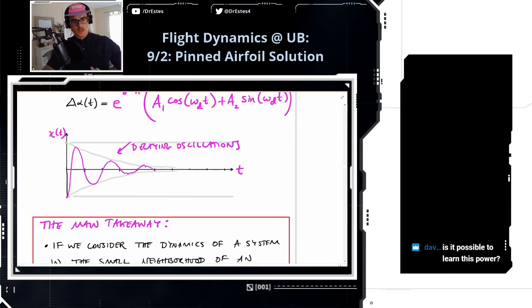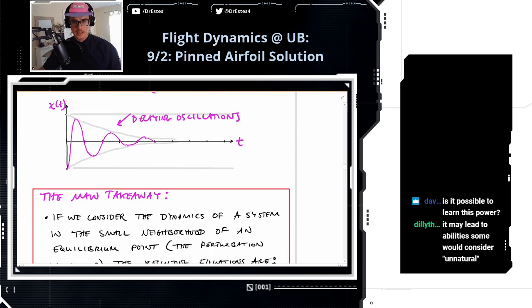So, okay, we've done this linearization. We added damping, and we looked at the typical types of solutions. So let's get to the main takeaway here.